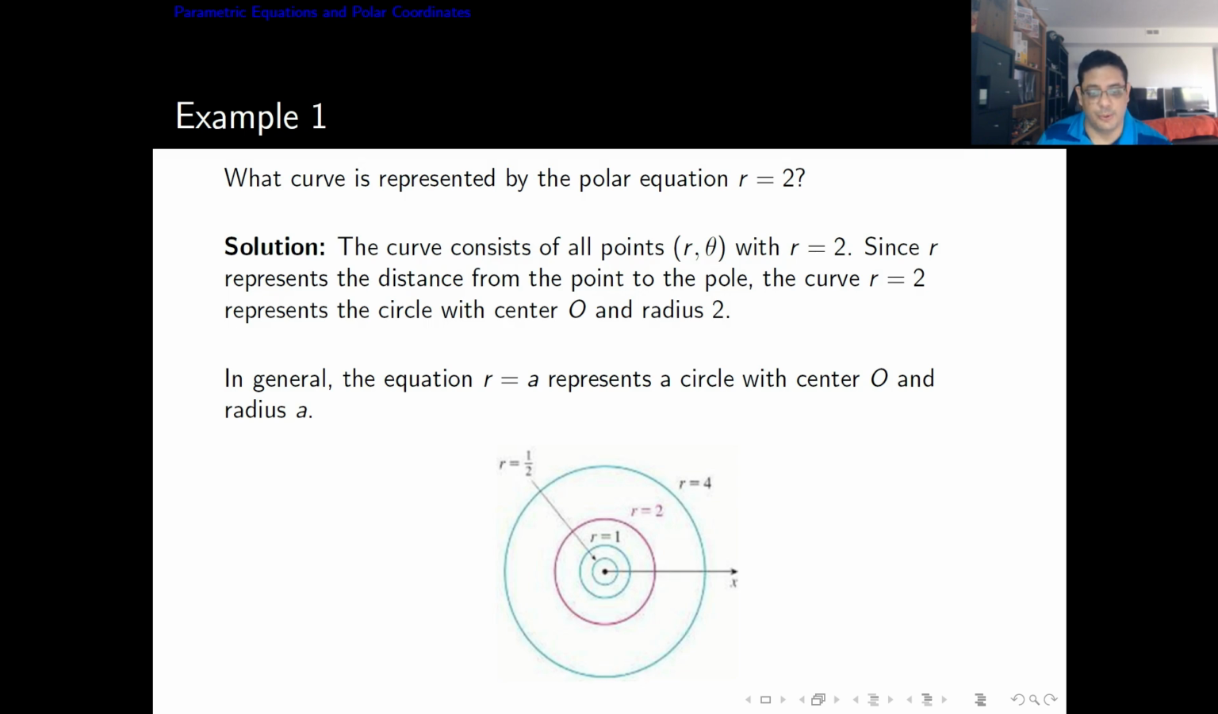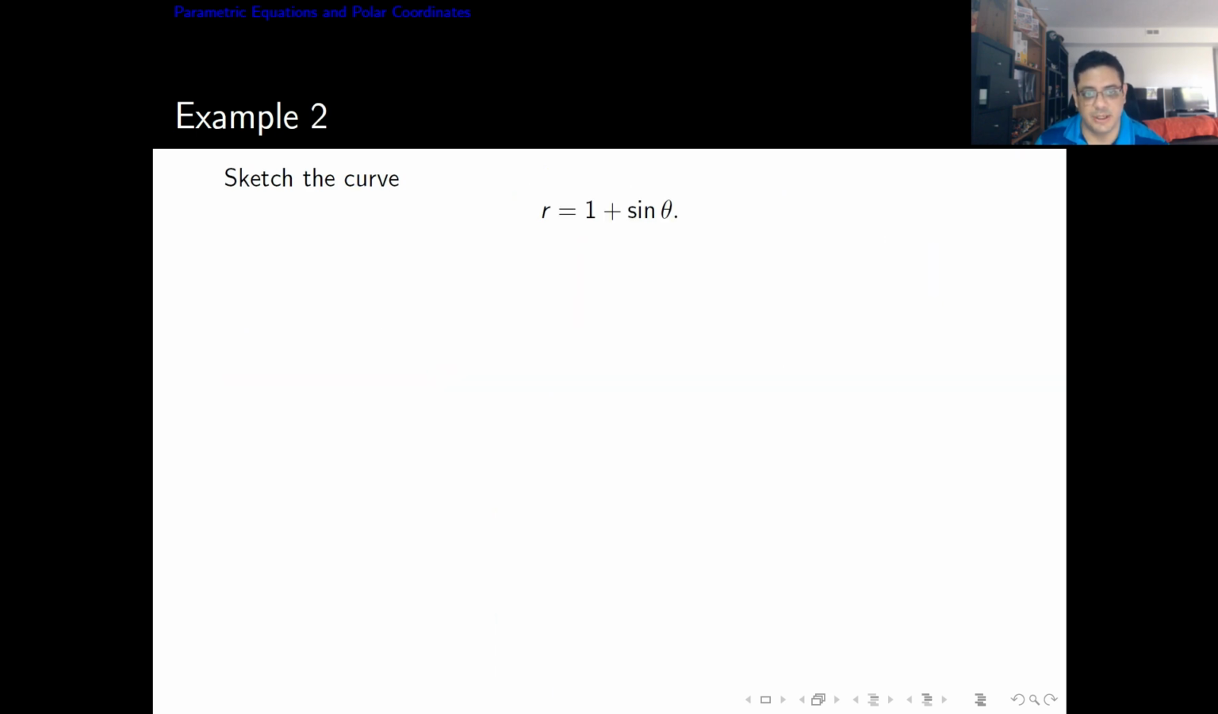So, all the points that have distance 2 from the pole O. If you replace the equation with r equals a, this is going to represent a circle with center O and radius a. As you can see here, we have some examples: r equals 1/2, r equals 1, r equals 2, which was our initial question, and r equals 4. They're all circles, and this is the simplest equation we can have. You only have r equals something.